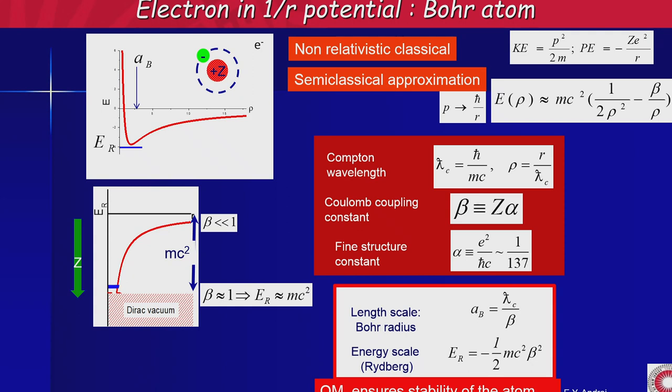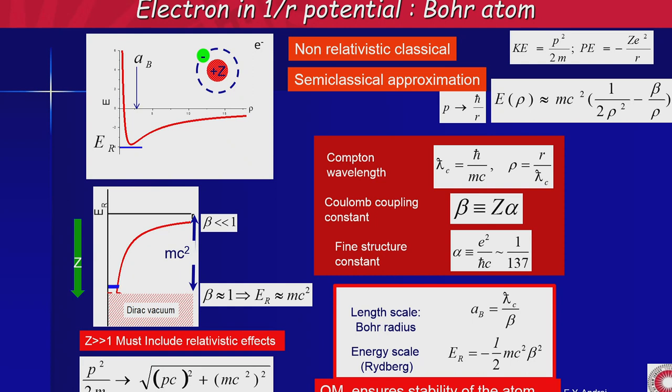So our starting point is completely wrong. We have to start from relativistic physics. Because here, soon enough, this is going to fall into the Dirac continuum. Can't happen, right? So we need to use relativity to describe this problem. So to use relativity, all you do is basically add the rest energy of the electron, mc squared. So let's see how that changes the story. So now, instead of writing p squared over 2m, I'm going to replace that by the relativistic expression here.